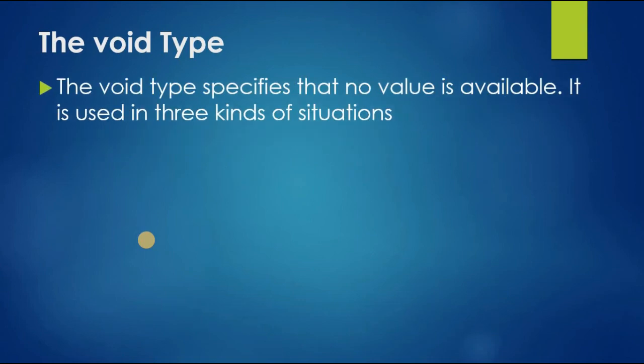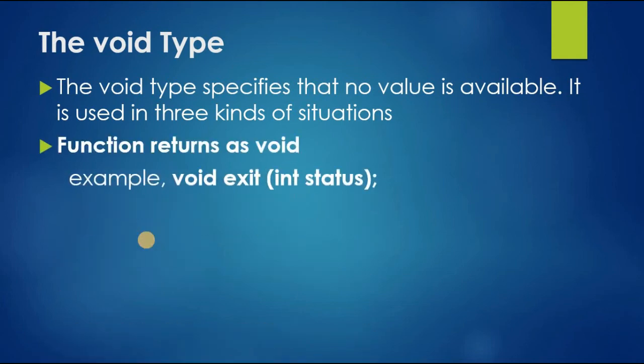The next data type is the void data type. The void type specifies that no value is available. It is used in three kinds of situations. The first one is function return as void. For example, void exit(int status). There are various functions in C which do not return any value, or you can say they return void. A function with no return value has the return type void.